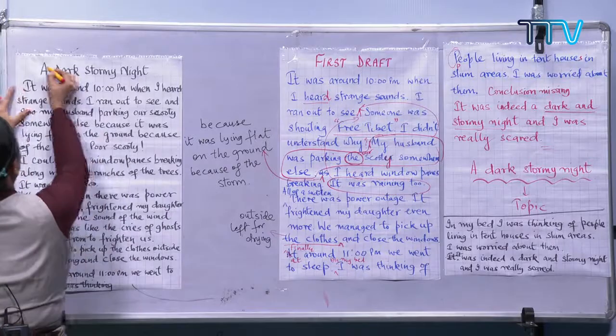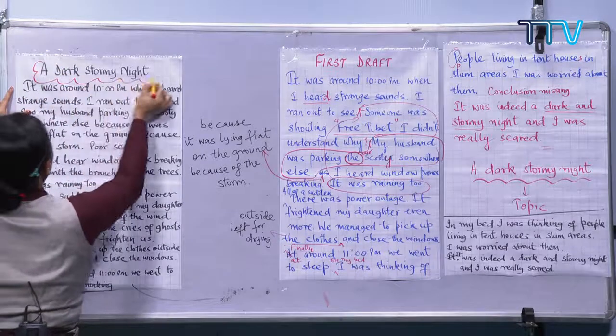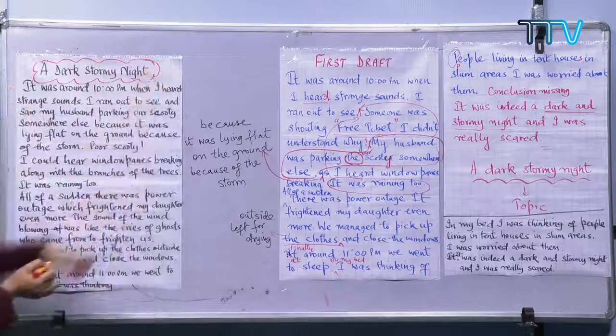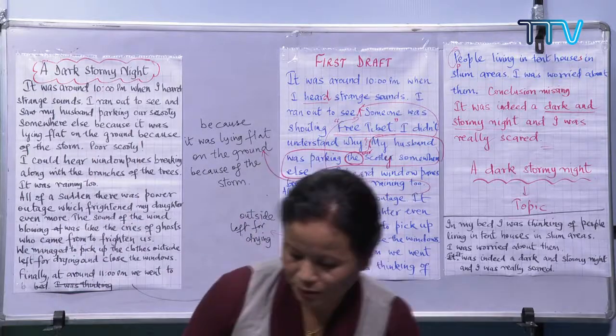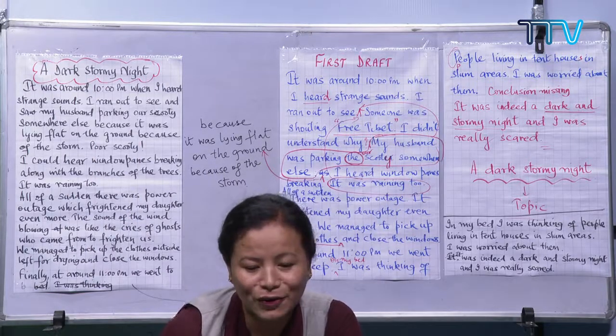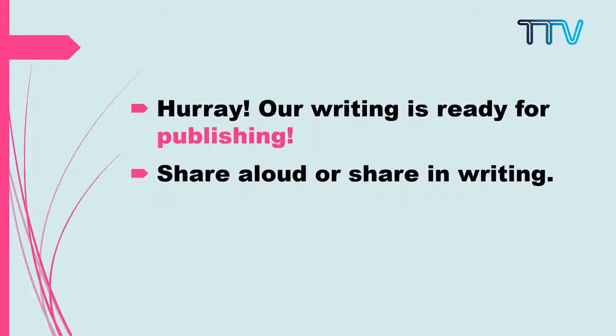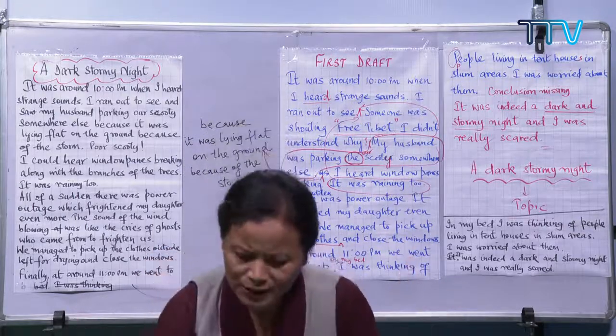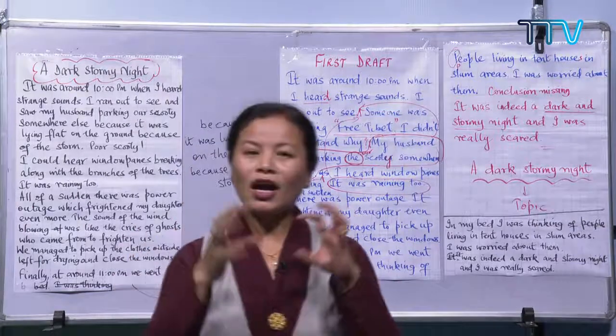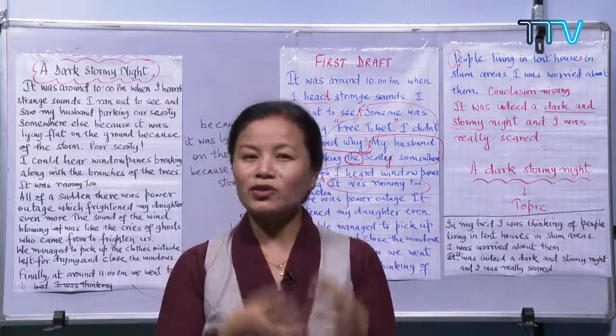So this is the topic now. Our topic for the write-up is a dark stormy night. It's 50 minutes, so hooray, look at the slide. You can write it in FAIR again, and then the publishing part is sharing it. You can share it aloud by reading to your friends or family, or share in writing. You write it in FAIR and then you share. So this was just an idea of how you can apply the writing process in actually writing.